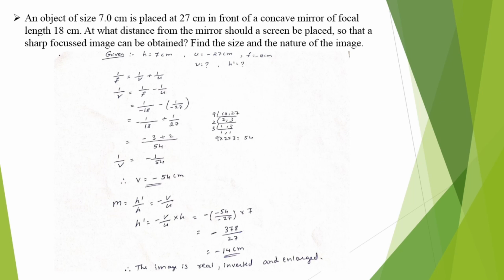So we should always remember that for a concave mirror, the radius of curvature and focal length will be negative, and for a convex mirror it is positive. And also if the height of the image is negative, then it is a real and inverted image. If the height of the image is positive, then it is an erect and virtual image.